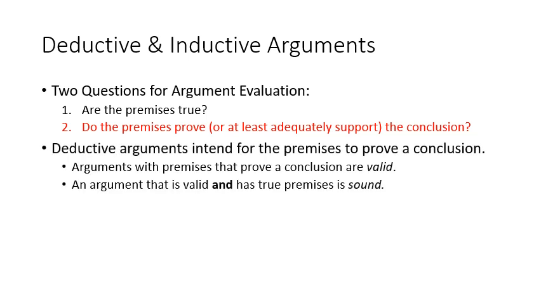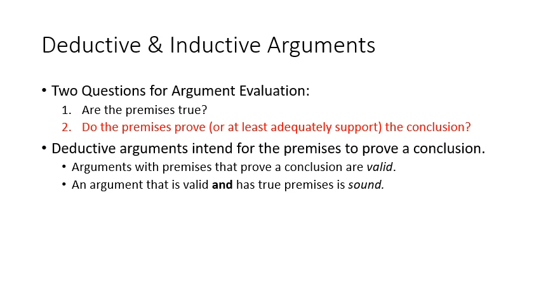So that gets to our distinction between deductive and inductive. A deductive argument is just one that intends for the premises to prove a conclusion. We're going to get into a little more about what that means, but essentially a deductive argument is one that intends to be valid. Arguments with premises that prove a conclusion are called valid arguments. And that is an answer to number two. So if it succeeds in proving the conclusion, then it's valid.